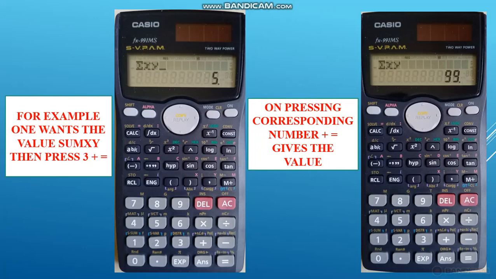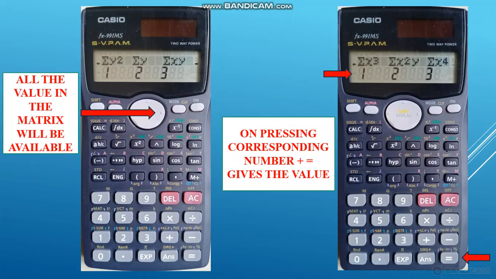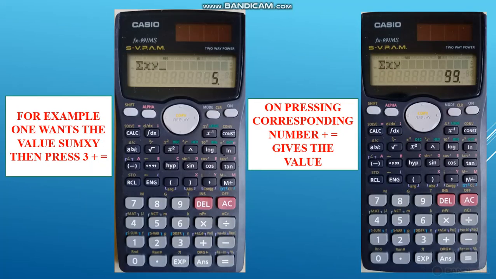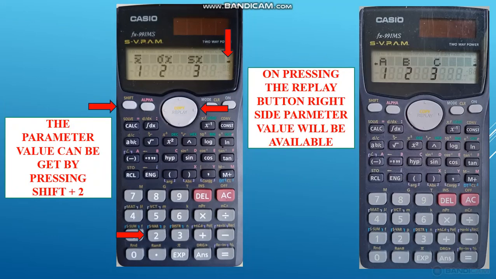For example, suppose I want the value summation of xy. Then I want to press the button, where is the button? The button 3. Okay, 3 plus equal to. So if you press 3 plus equal to, I get the answer as 999. That is the answer of that value, that is the variable value. So on pressing the corresponding number plus equal to, it will give the value of the corresponding quantity.